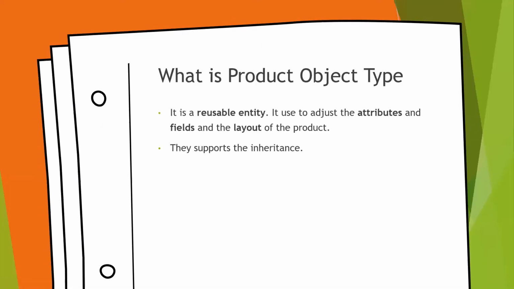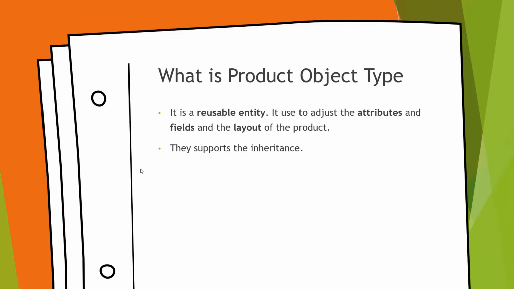That's pretty straightforward. What is the product object type? When you are asked this question, you don't need to explain what exactly it is. You need to explain the usability, or what it is used for.